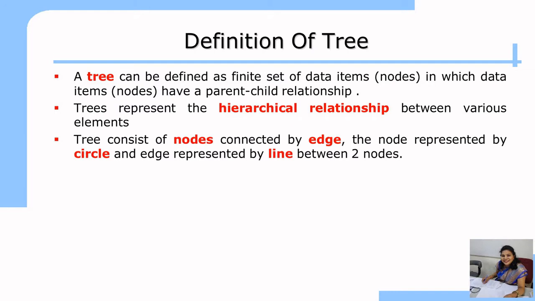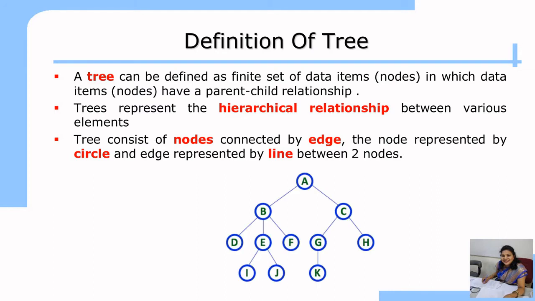Tree consists of nodes connected by the edges. The node is represented by the circle, whereas edge is represented by the line between two nodes. So this is an example of tree. You can see that here the nodes are represented by the circle. So A, B, C, D, E, F, G, H, I, J, K are the nodes, whereas the edges are the lines between two nodes. So this is the edge between A and C, this is the edge between C and G.